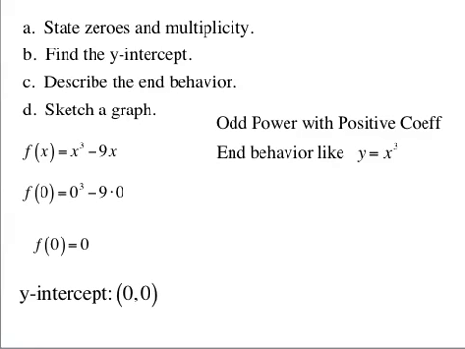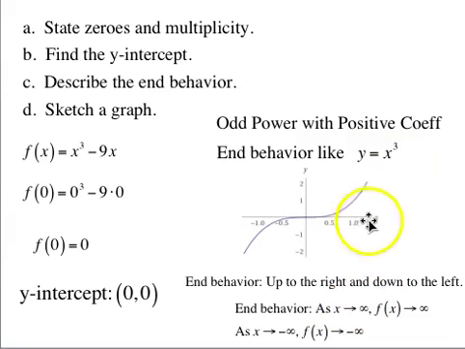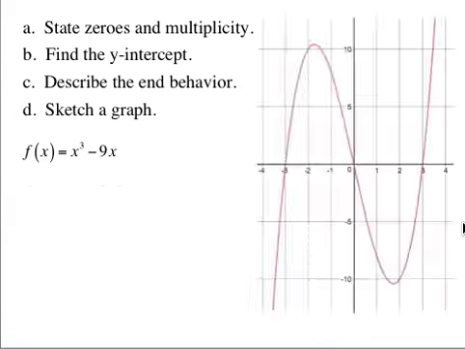Now, what does x cubed look like? Goes down to the left, goes up to the right. So we can look at a quick graph of that. So the end behavior of our function will look the same way. Again, down to the left, up to the right. And if we're going to write it in terms of limits, as x goes to positive infinity, f of x goes to positive infinity. As x goes to negative infinity, f of x also goes to negative infinity. That's our end behavior for that function.